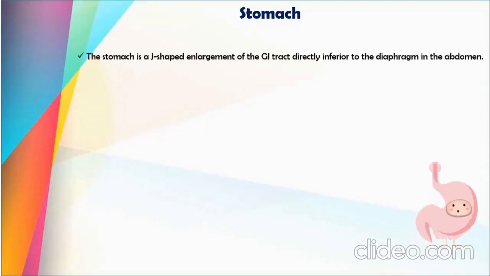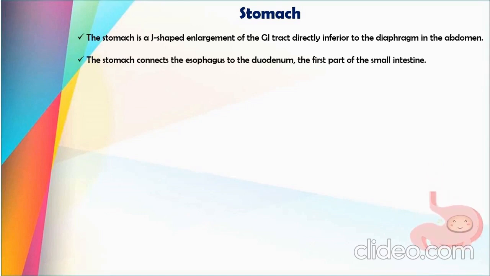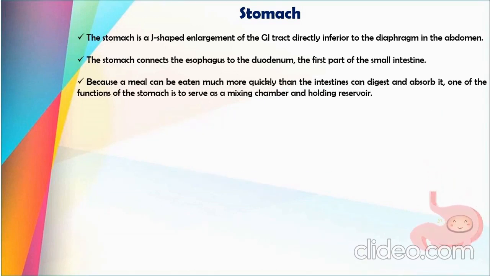Stomach. The stomach is a J-shaped enlargement of the gastrointestinal tract, directly inferior to the diaphragm in the abdomen. The stomach connects the esophagus to the duodenum, the first part of the small intestine. Because a meal can be eaten much more quickly than the intestine can digest and absorb it, one of the functions of the stomach is to serve as a mixing chamber and holding reservoir.